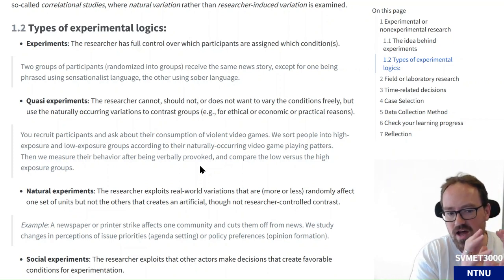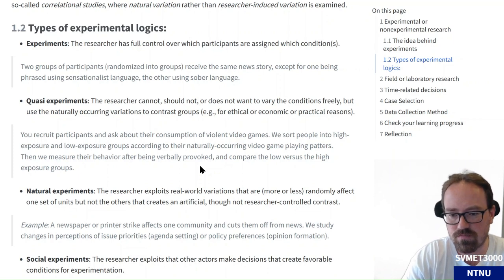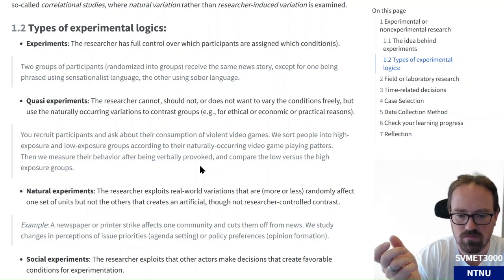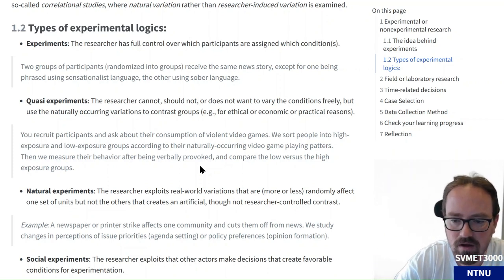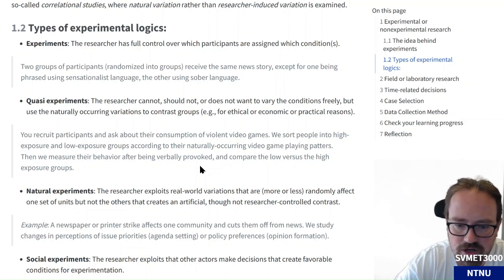So we have the high exposure and the low exposure to video games group, and we see how they react to a certain verbal provocation and compare these two groups, and then try to draw a connection between the amount of video game consumption and how aggressively they react to a provocation.